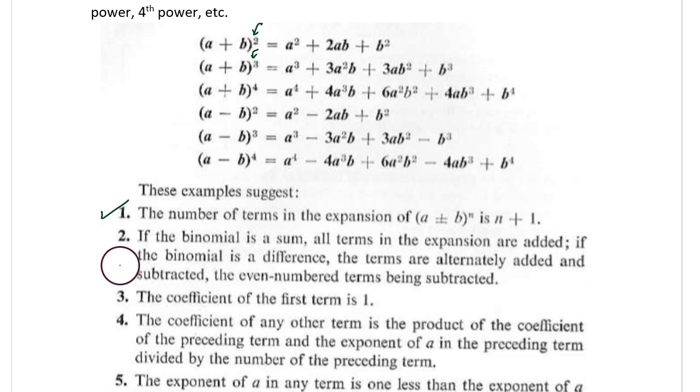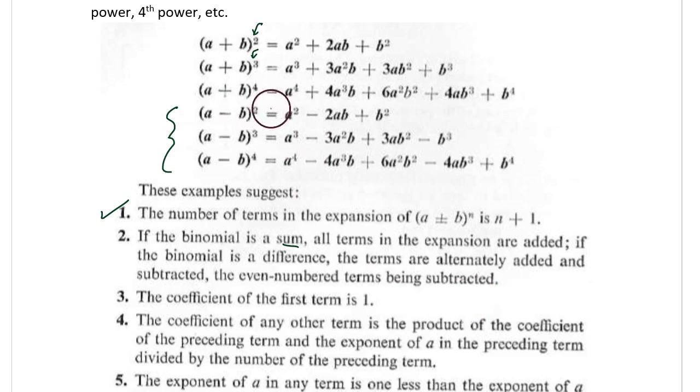Now, second observation, if the binomial is a sum, that was these first 3 rows, right, a sum with a plus sign, then all the terms in the expansion are added. And we see that we only have addition signs in our answers. But if the binomial is a difference, that was these 3 examples, then the terms are alternately added and subtracted. And the even numbered terms are the ones being subtracted.